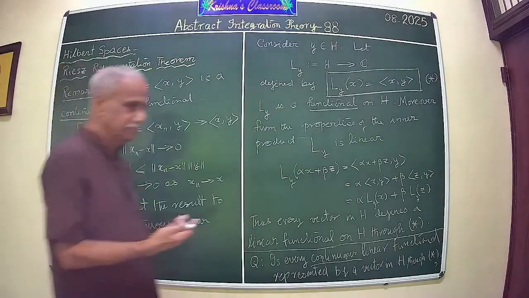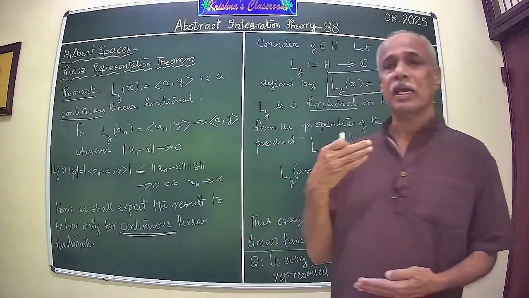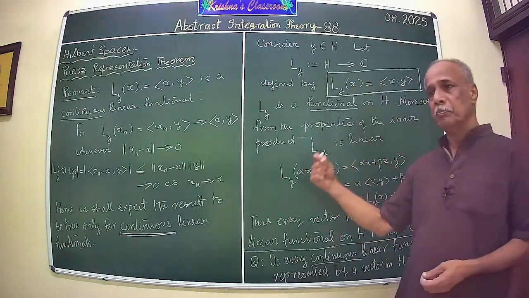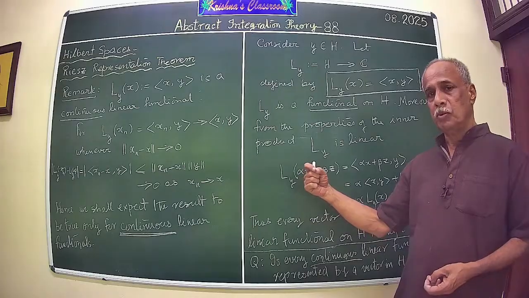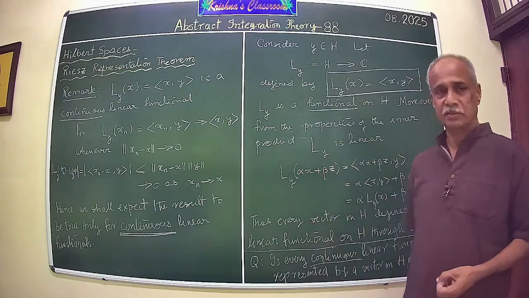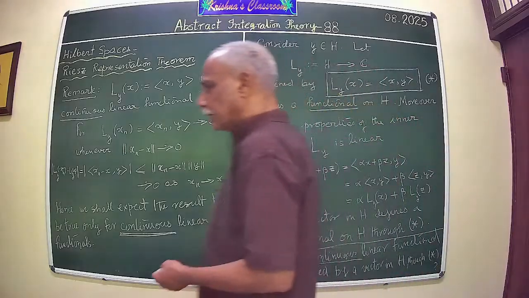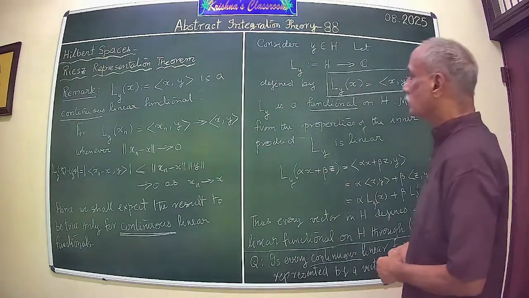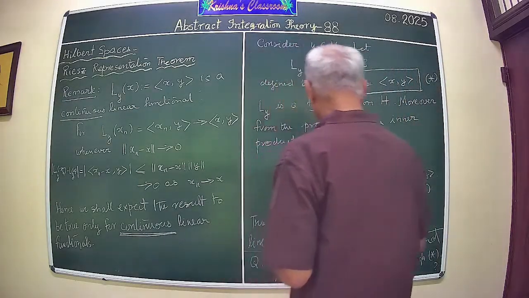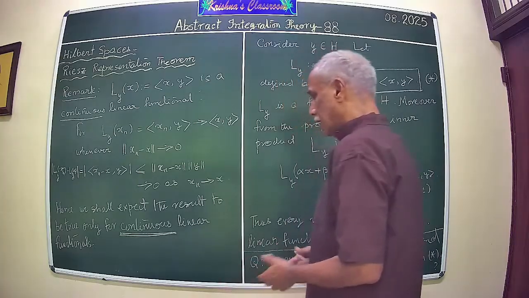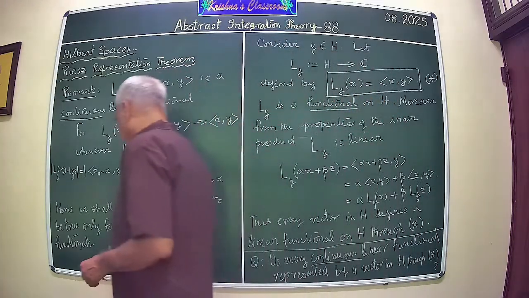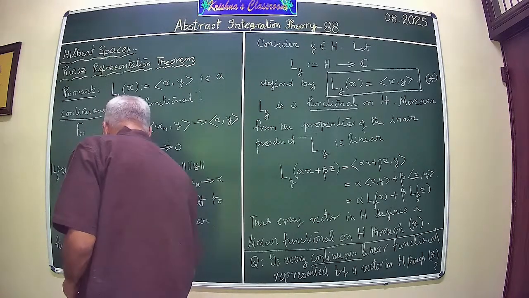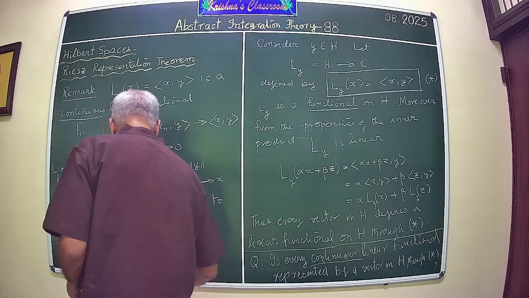Therefore, what is our job? We are given a continuous linear functional on H. Now we have to identify a vector, which is uniquely determined, such that for that linear functional, say L, you have this property that Lx is equal to the inner product of x with y.